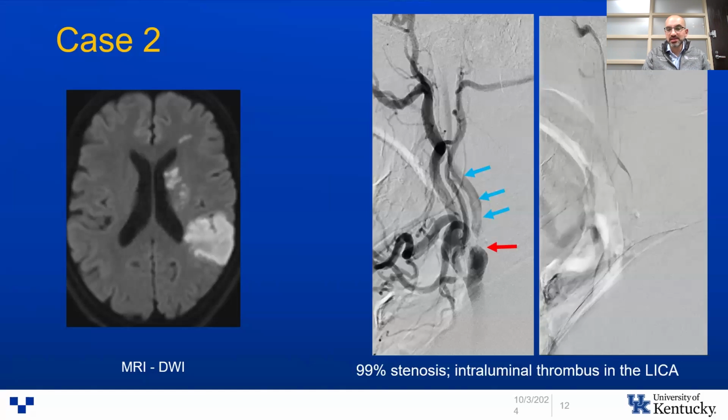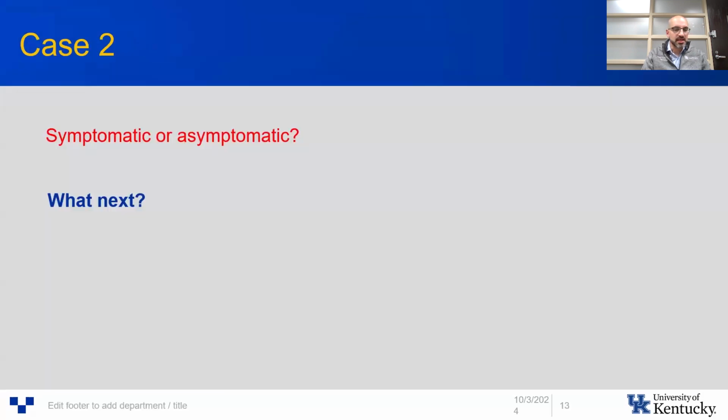A digital subtraction angiogram followed and showed a 99% stenosis with a great picture of that trickle of flow, showing that 99% stenosis. That's the red arrow. And as you can see, in the course of the cervical left ICA, an intraluminal thrombus was actually seen as well. So the same questions again.